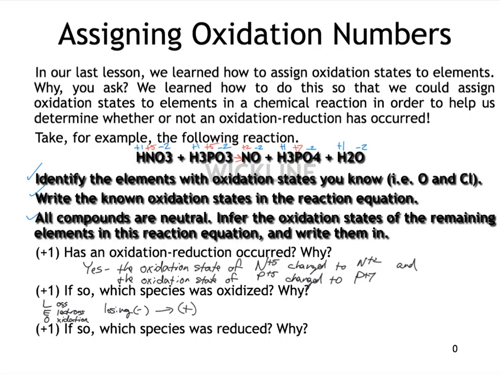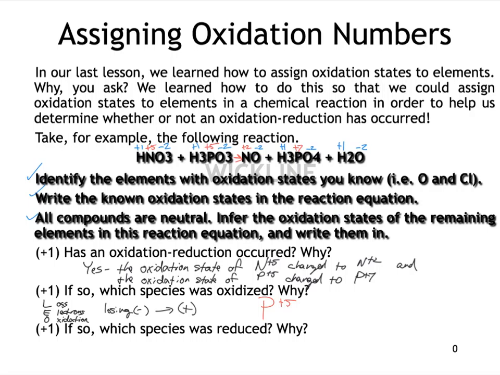I'm going to check out nitrogen first. Nitrogen went from a positive 5 to a positive 2. That's a reduction in charge. But the phosphorus 5 went from a 5 to a 7. Now that is an increase in charge. So I'm going to say that the species that was oxidized was phosphorus 5.